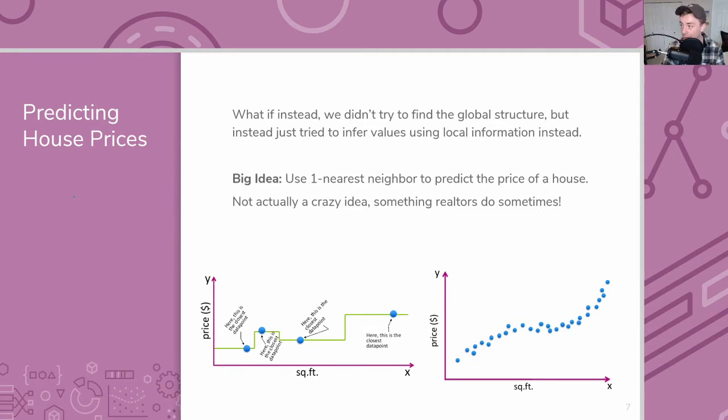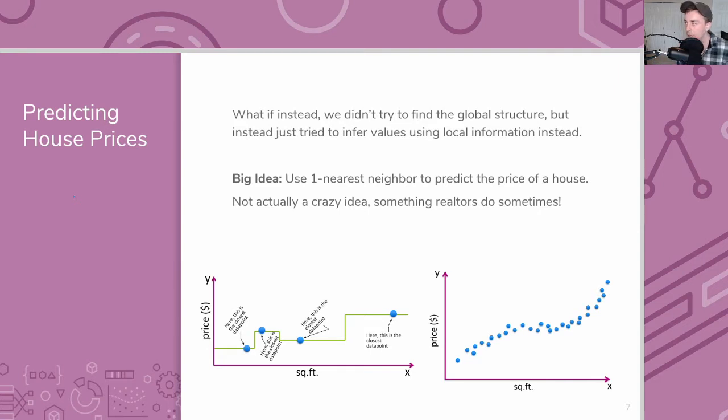So here's a big idea. Use one nearest neighbor to predict the price of a house. Instead of trying to learn some global function that we could then use for prediction, if you want to predict the price of a house, just go find the most similar house and use that one's price. This is actually not the craziest idea in the world. This is often what a lot of realtors do. If they want to figure out the price of your house, they might just say, well, this house is very, very similar. We'll just use this as a prediction. They might have a more complicated model in their head. Oh, well, this is LA, and so maybe this price increases. But as a baseline, this is actually not a terrible model. Just find the most similar house and then use that price.